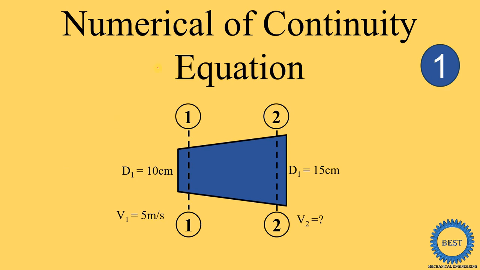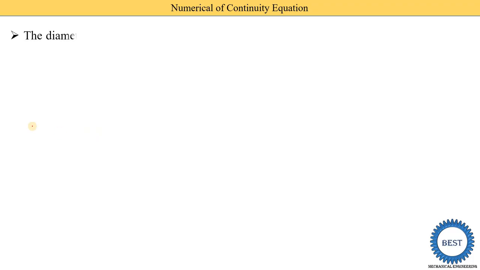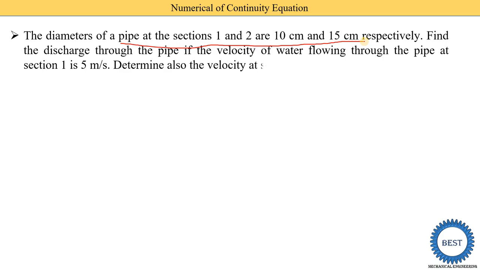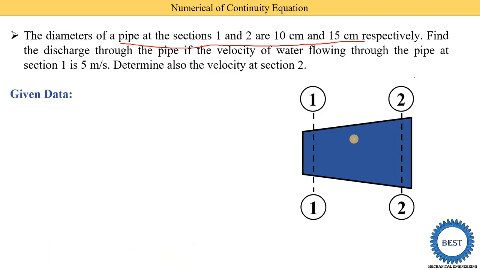In this video, we solve the numerical of continuity equation. So first we understand the problem statement. The diameter of pipe at section 1 and 2 are 10 centimeters and 15 centimeters respectively. Means here one pipe is given and the diameter of the pipe is gradually increasing outwards. So here we see the diagram of this pipe.